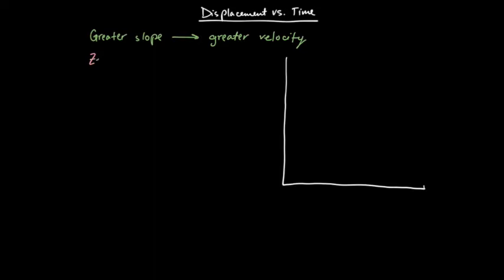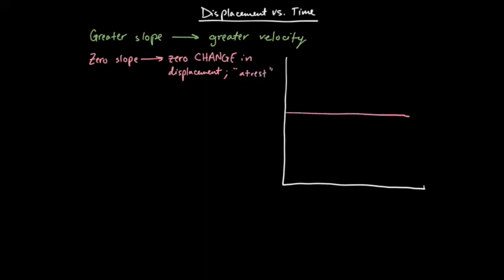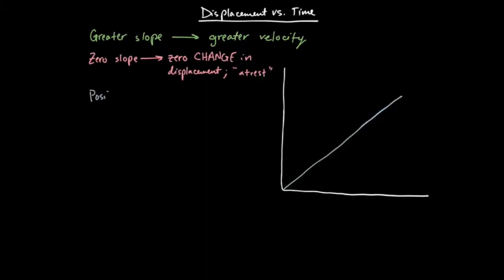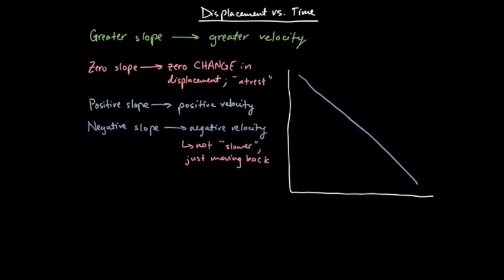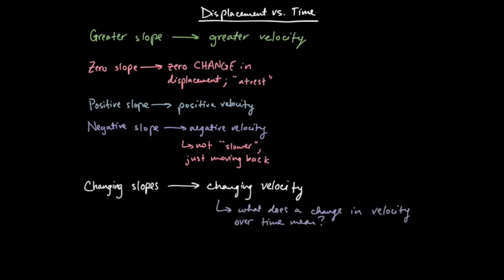Alright, so let's look at some of the other characteristics of slopes. So we'll start with a zero slope. When slope is zero, we have zero change in displacement. When you're not changing your position, you're at rest, and that's what it looks like. The next type of slope we're looking at is a positive slope. So that means it's a positive velocity. You're moving forward and represented as such. Negative slope, on the other hand, is going downward, negative velocity. So that just means we're moving backwards in direction.